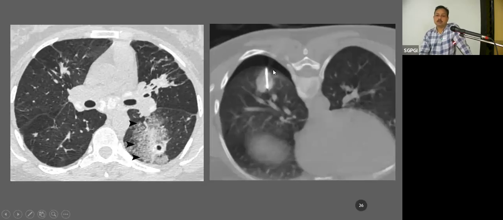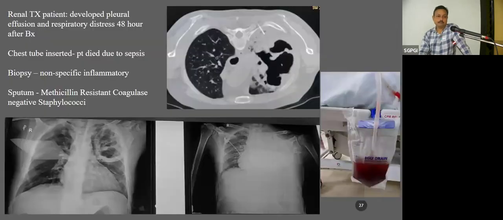The second complication is air leakage into the pleural cavity, as we puncture the pleura while we go into the lung. So these two are the common complications. Also, sometimes hemothorax happens because of injury to the intercostal arteries. This is the patient where we had the major complication.